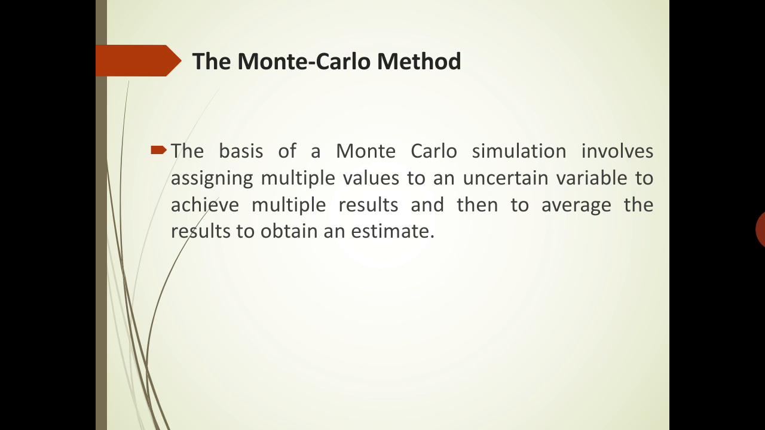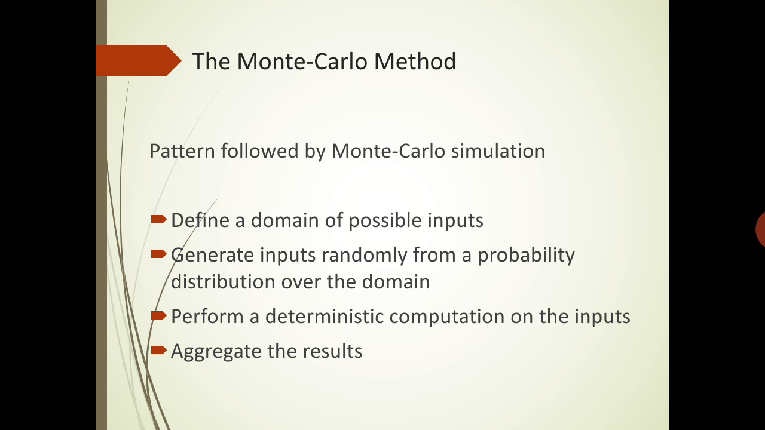In brief, the basis of a Monte Carlo simulation involves assigning multiple values to an uncertain variable to achieve multiple results and then to average the results to obtain an estimate. In summary, Monte Carlo methods vary but tend to follow a particular pattern. Define a domain of possible inputs, generate inputs randomly from a probability distribution over the domain, perform a deterministic computation on the inputs, aggregate the results.